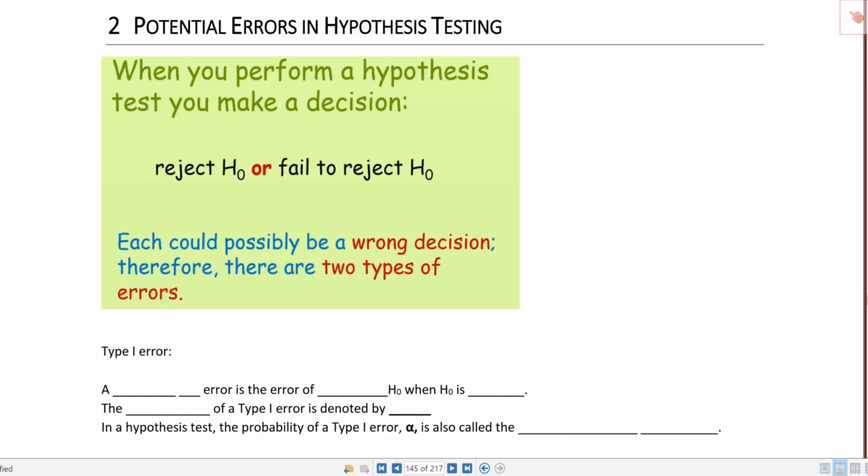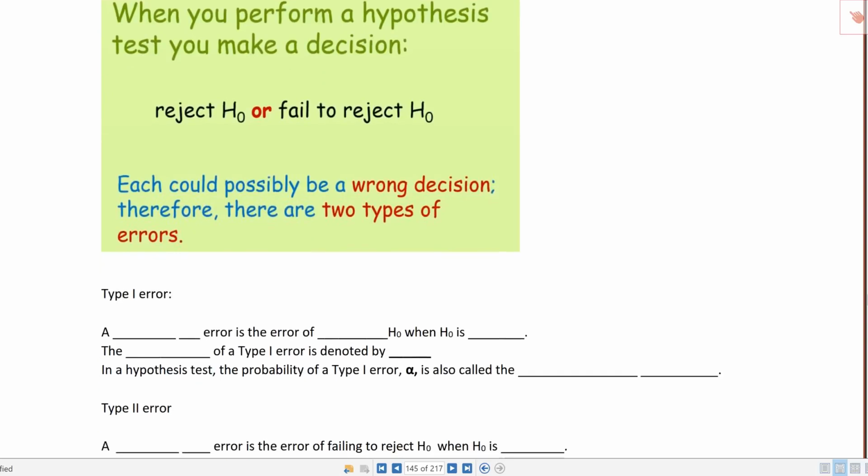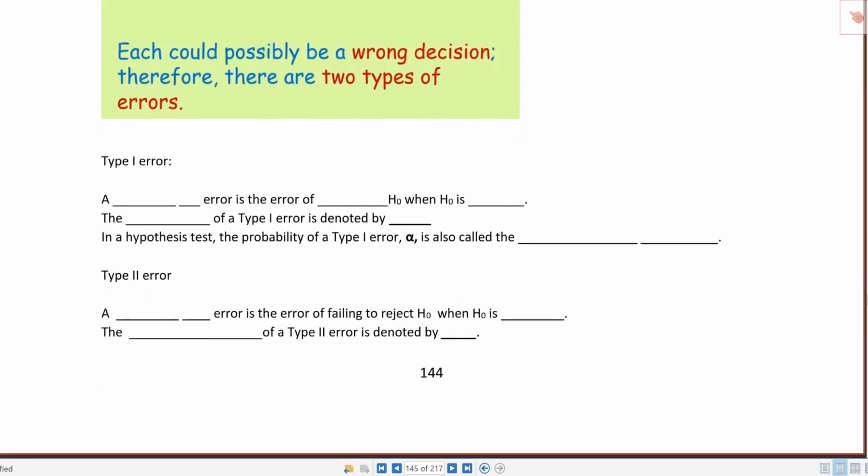Now remember that you are making a decision based on incomplete information. So you're inferring something from the information that you have. So you have to understand that you could be making the wrong decision. So there are two types of errors. One where you reject the null hypothesis but you really shouldn't have, and one where you fail to reject the null hypothesis but you really shouldn't have. Okay, so we call these errors type 1 errors and type 2 errors.